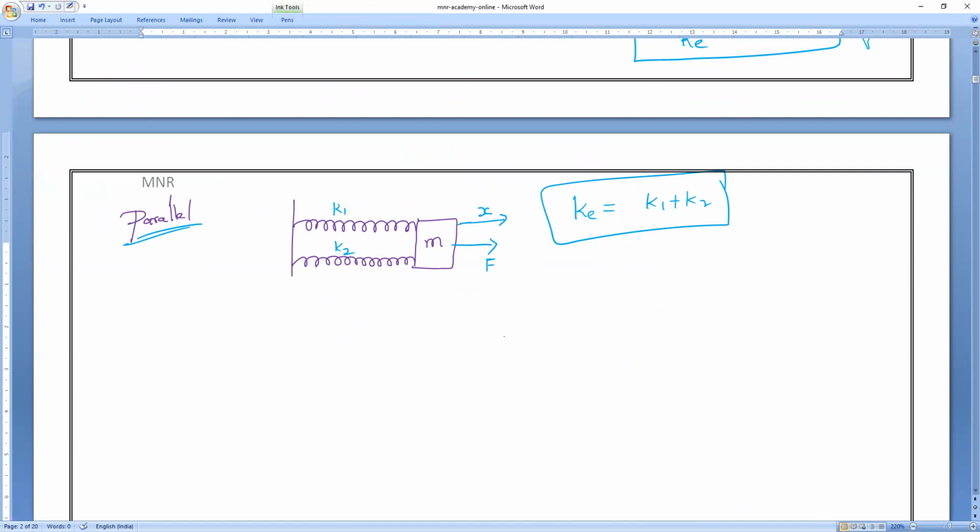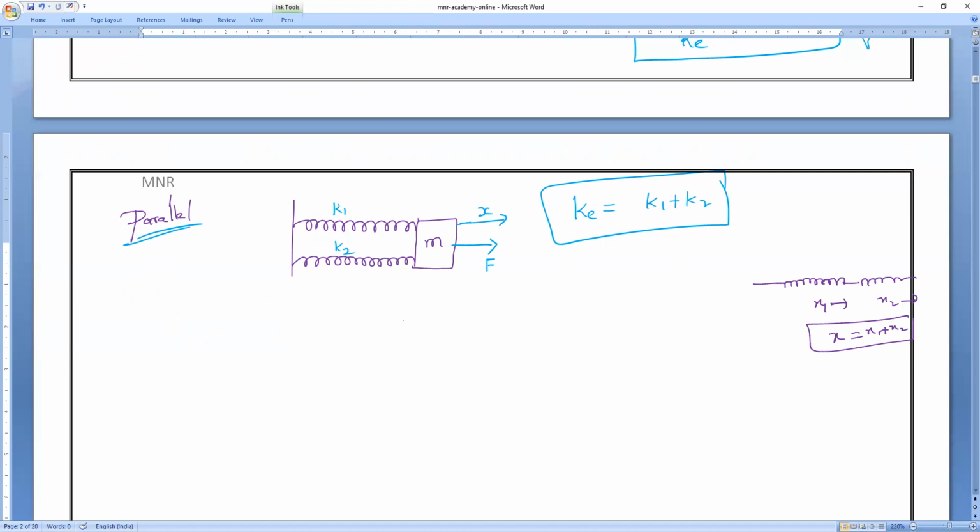Clear? Before, when they were in series, the force is exerted the same on both the springs. So we don't know which spring will extend more and which spring will extend less. Am I right or wrong? That is why we have taken x1 and x2. So the total displacement x is equal to x1 plus x2.